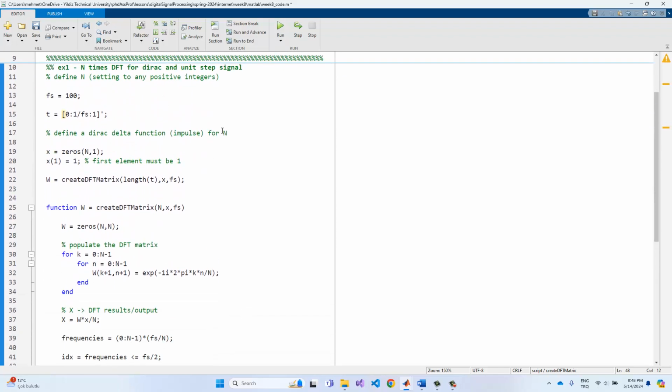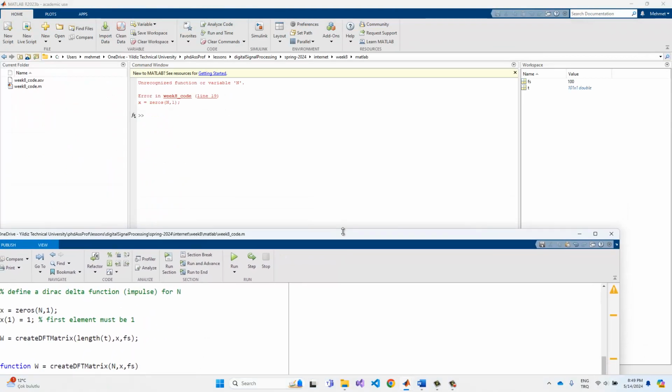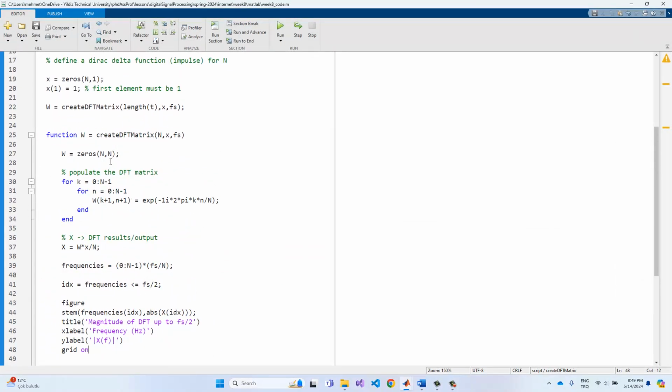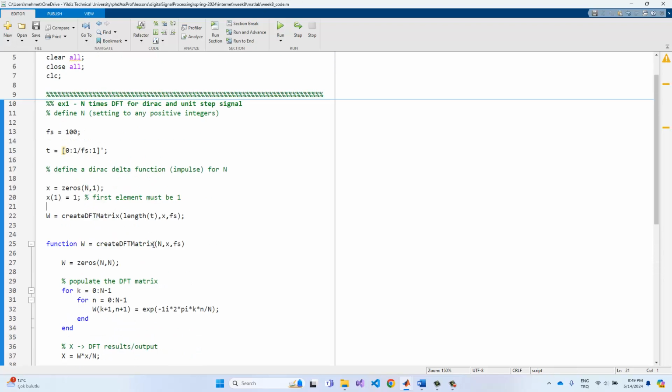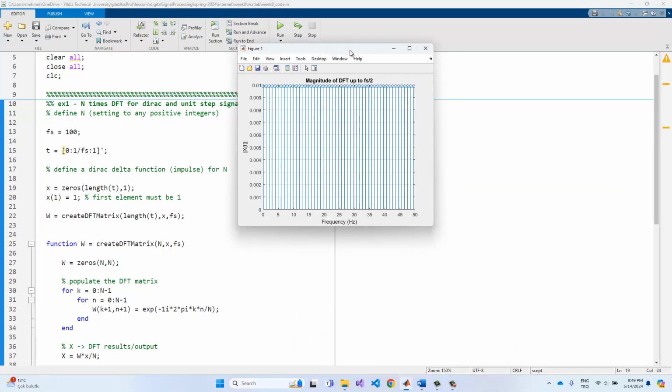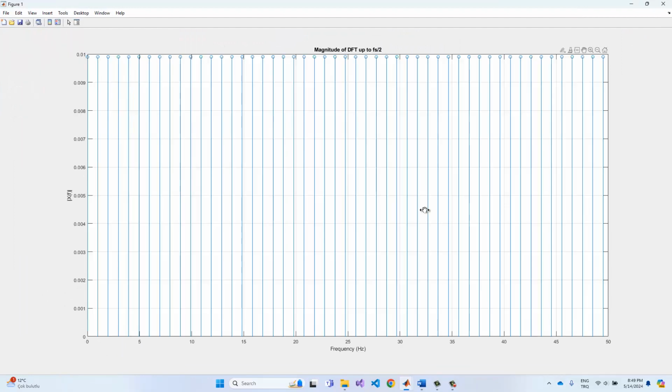If I run this code, then we will have, I'm sorry, xnn. I'm sorry guys, this should be changed with this one. And so we have this line here. The frequency resolution is always the same as the value 0.01, which means that we have 100 points here.